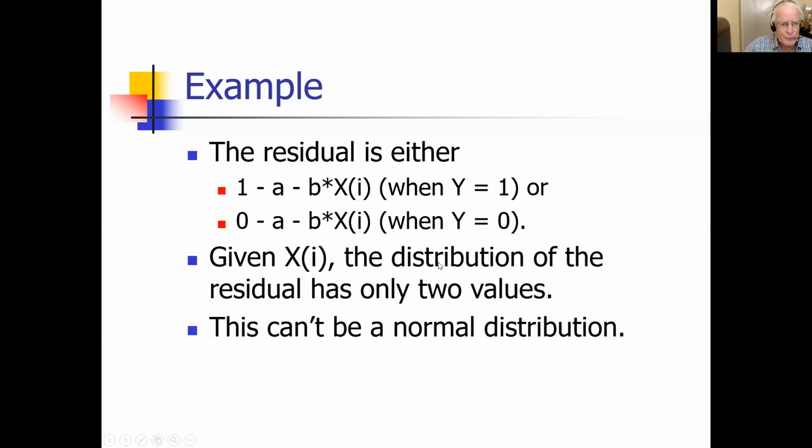But a distribution of a random variable that has only two values cannot possibly be a normal probability distribution. That is, it cannot indicate a bell-shaped curve for all of the possible values.